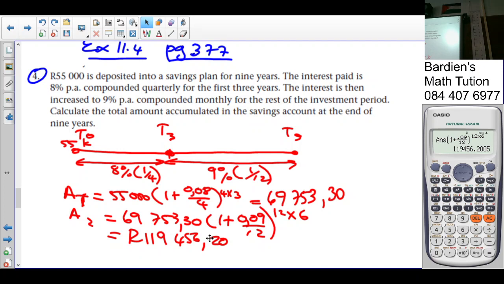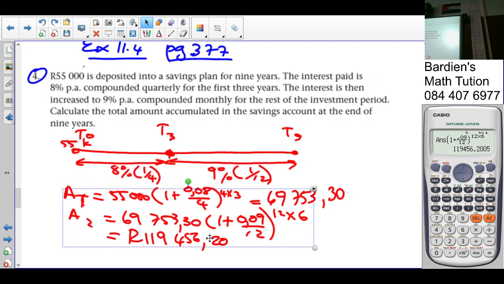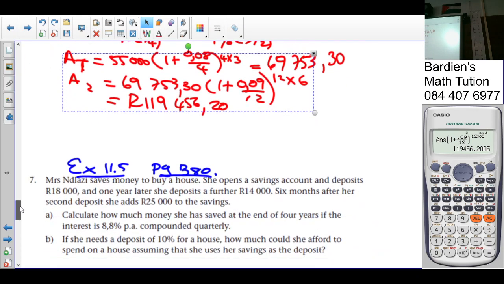I put 4 instead of 12. But you understand? Did you put a 4 or a 12 here on top? 4. So you went with compounded quarterly in both cases, okay?